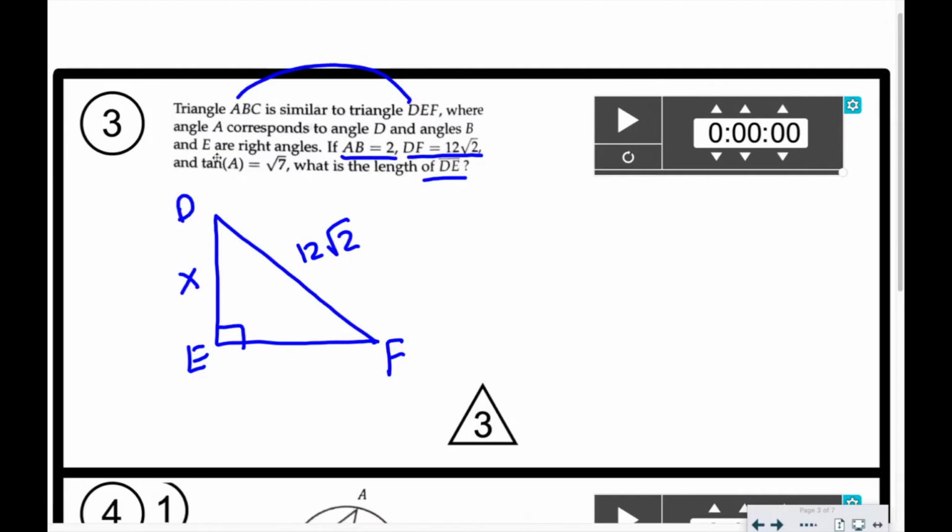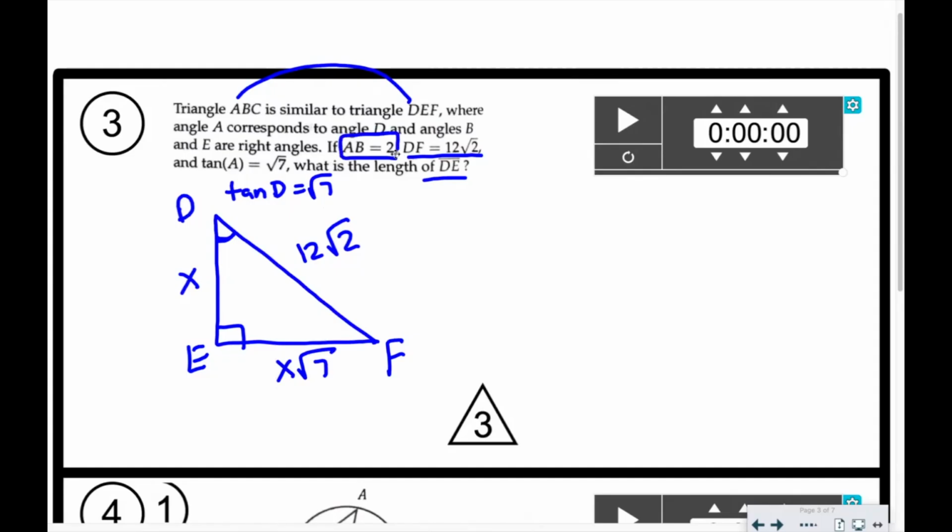So if they say the tan of A is root 7, that also means the tan of D is root 7. And this is the hard part here. The tan of D is root 7, okay? Well, that means when I divide the opposite by the adjacent, here's D, I have to get root 7. Well, then I'm going to make this x root 7 because x root 7 divided by x would give me root 7. That's the hardest part here to allow us to just use one triangle.